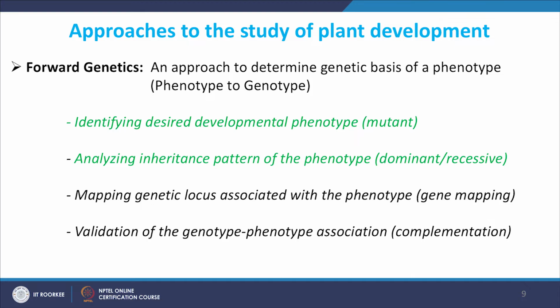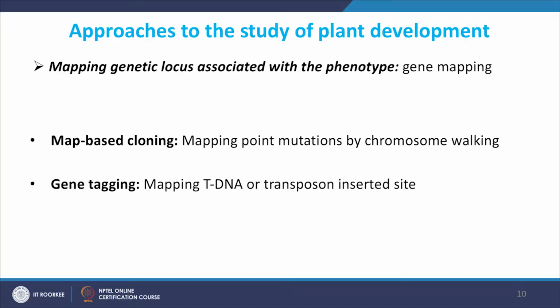Then the next step will be that, okay, you have identified a mutant, you know the pattern of its segregation. Now, the next important thing is to identify the genetic loci associated with this mutant, which means mapping the mutations, mapping the gene. How to do that? There are 2 approaches depending on what type of mutants you have generated. If you have generated point mutation, for example by EMS, then we normally take map based cloning approaches, and if you have generated mutation through insertional mutation using T-DNA or transposon, then you can do gene mapping by gene tagging.